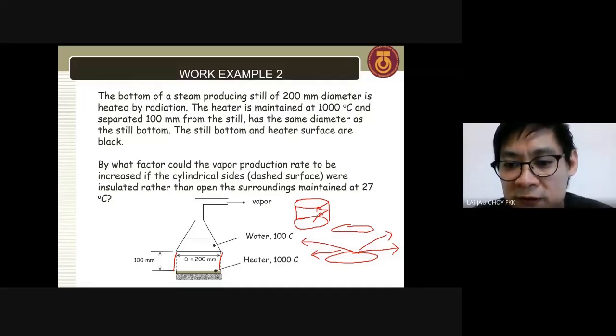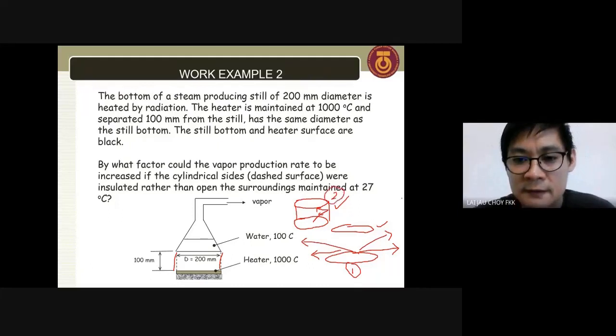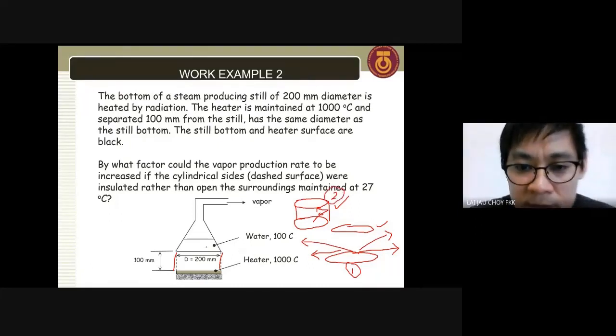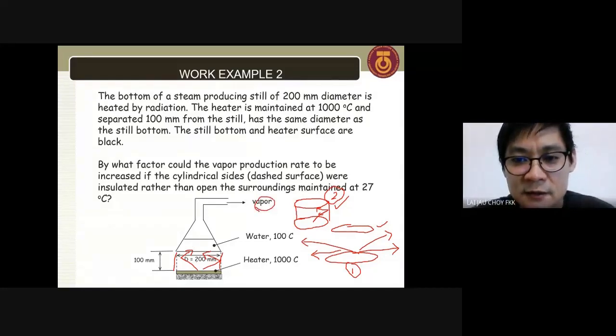So you need to refer to different curves. This is curve number 1, this is curve number 5, I think. So two situations, then you compare. Scenario 1, scenario 2. In scenario 2, you have more heat transferred to the steel. So if you receive more heat, meaning more vapor can be generated.